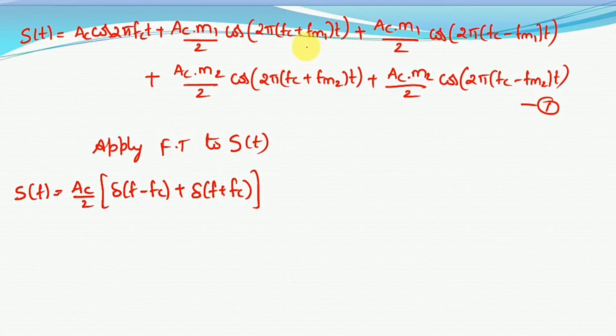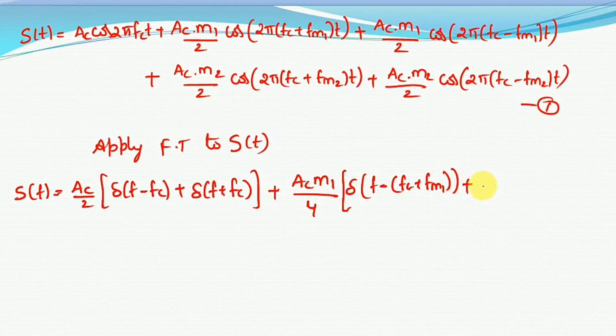For this term, the value of frequency is fc plus fm1. So I can write it as Ac into M1 by 2 into 2, that is 4. Why? Because the Fourier transform of cos is 1 by 2 into del of. So 2 into 2 will be 4. And then its value is del of f minus fc plus fm1 plus del of f plus fc plus fm1.